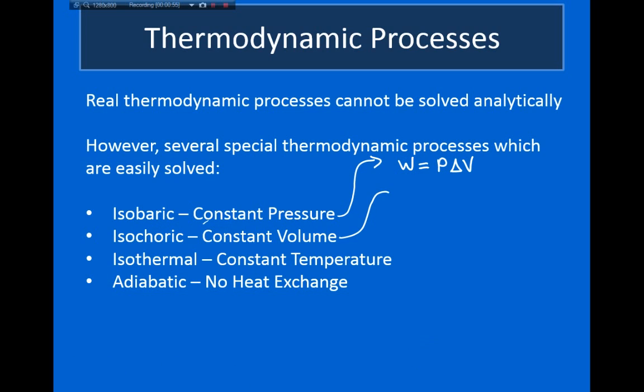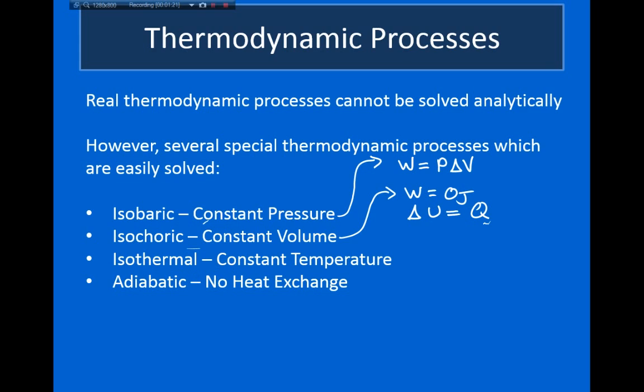An isochoric process is a process that occurs at a constant volume. Now, because work is equal to pressure times change in volume, if the volume doesn't change, the work is going to be equal to 0 joules. So the work that is done during any isochoric process is equal to 0 joules, and this means that the first law of thermodynamics reduces to the change in the internal energy is equal to the heat that is either added or removed from the gas.